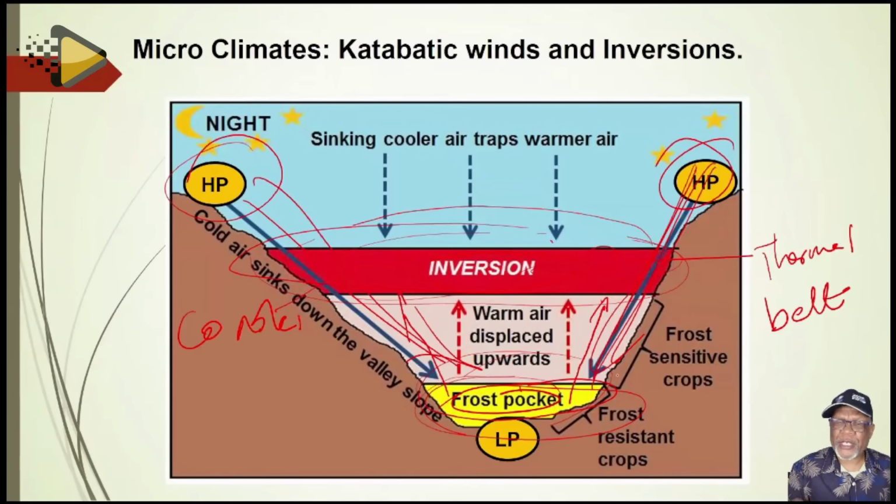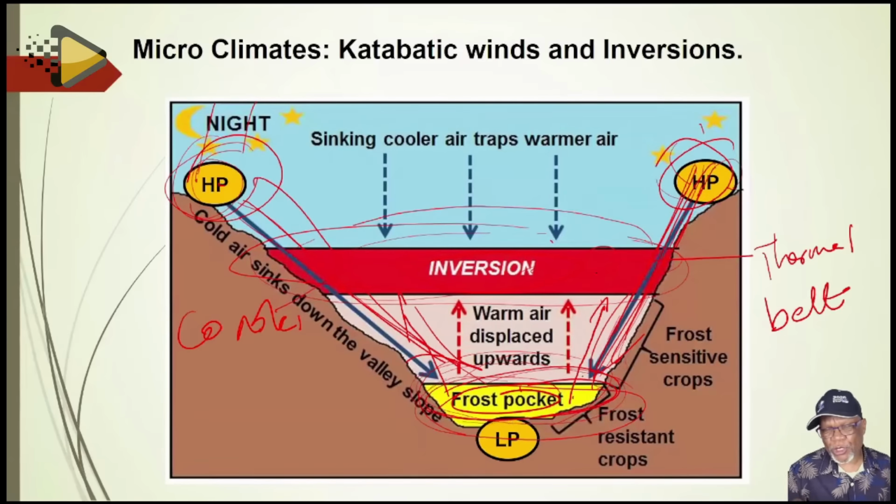Then during the night, I repeat, cold air accumulates on top of the valley because there is terrestrial radiation. The top of the surface becomes cooler, and as it gets cooler, the cold air is going to subside to the bottom of the valley. Then the subsiding cold air accumulates at the bottom of the valley. Now, when the cold air accumulates there, the temperatures are going to drop below freezing point, and we are going to get a frost pocket.